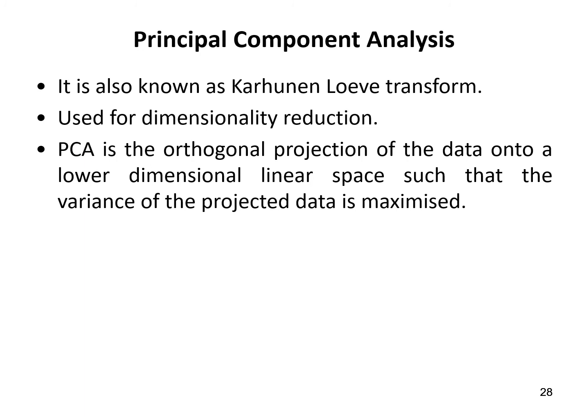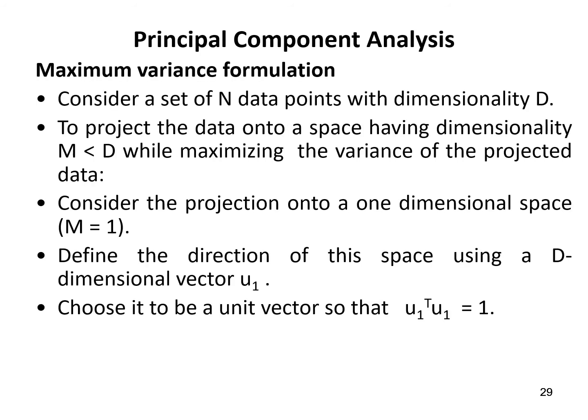Principal component analysis. It is also known as the KL transform and it's used for dimensionality reduction. PCA is the orthogonal projection of the data onto a lower dimensional space such that the variance of the projected data is maximized. Maximum variance formulation. Consider a set of n data points with dimensionality d. Now the requirement is to project the data onto a space having dimensionality m, which is less than d, while maximizing the variance of the projected data.